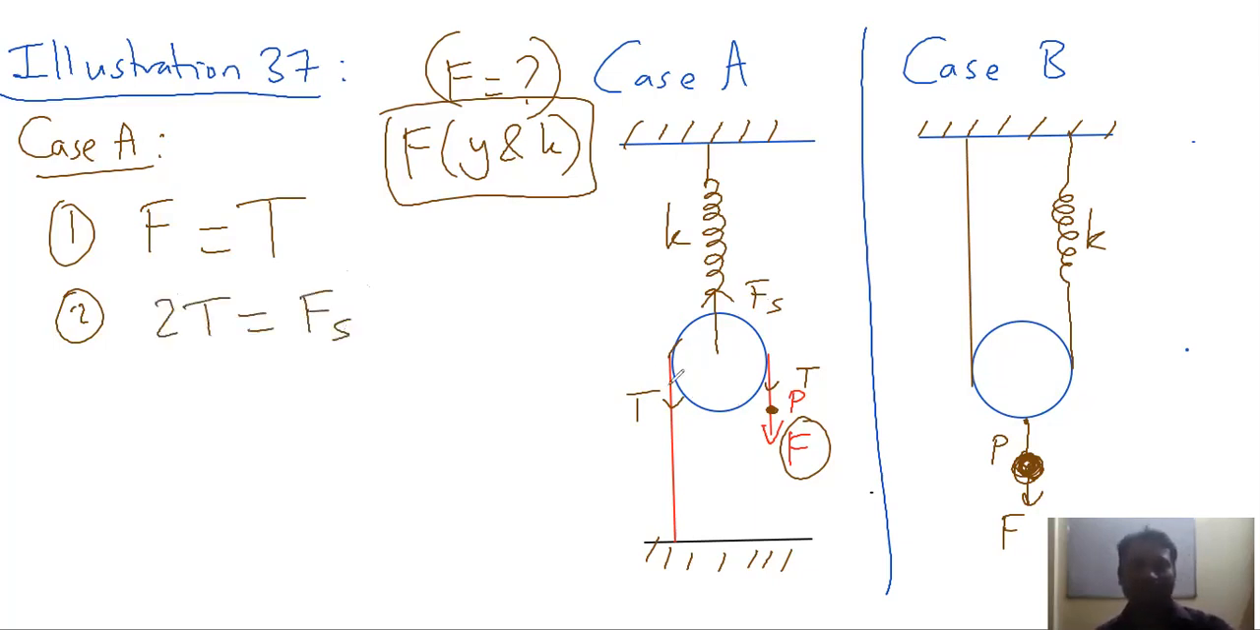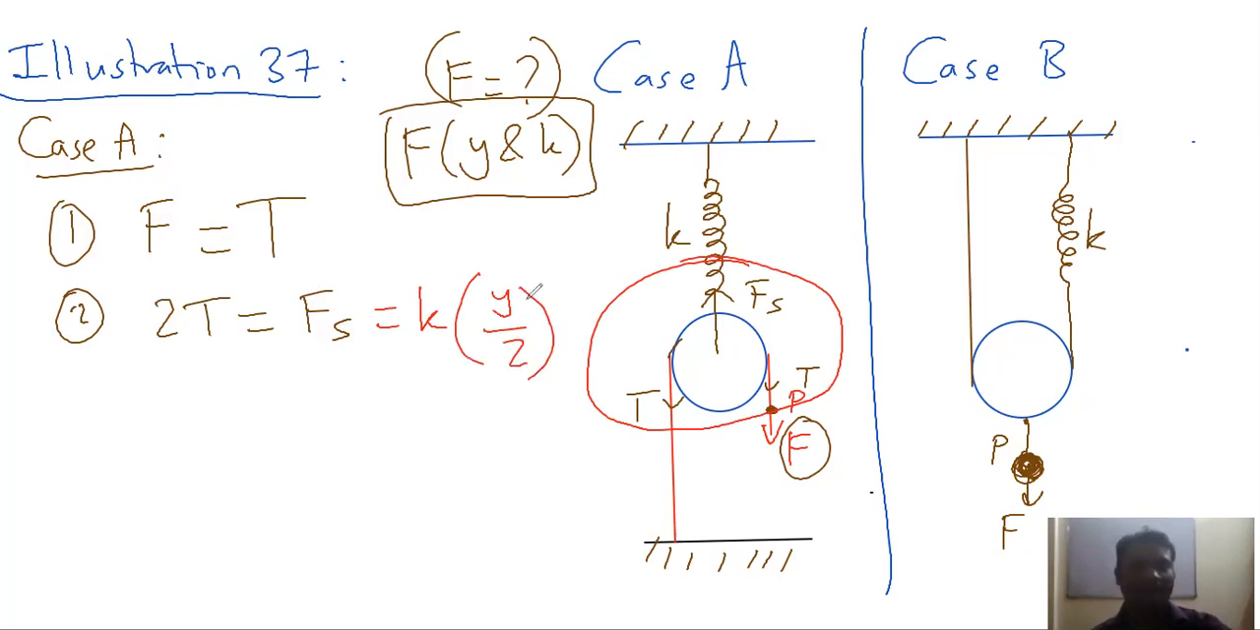2T is equal to Fs. So, for the pulley, we have a diagram like this. So we have 2T, T and T is equal to Fs. Now, Fs will be in this case K into Y by 2.